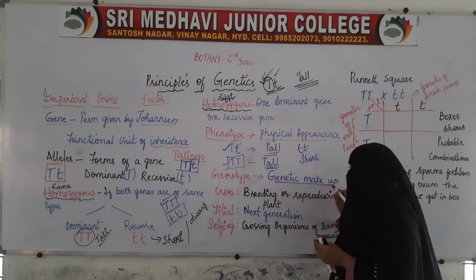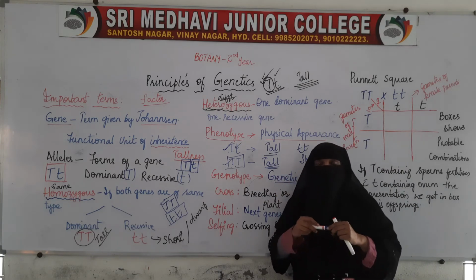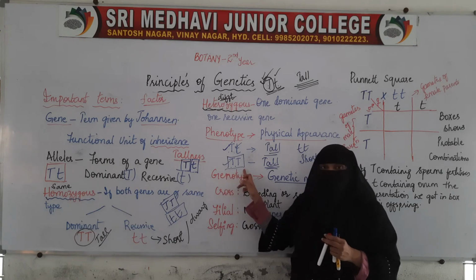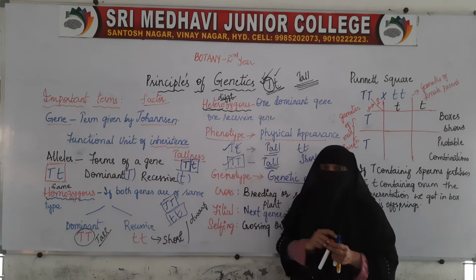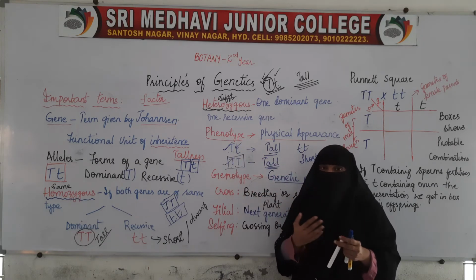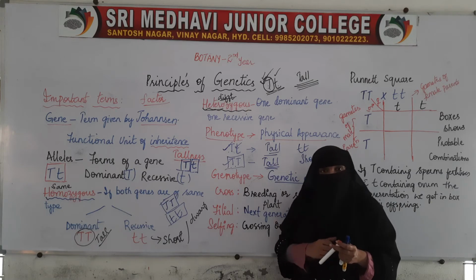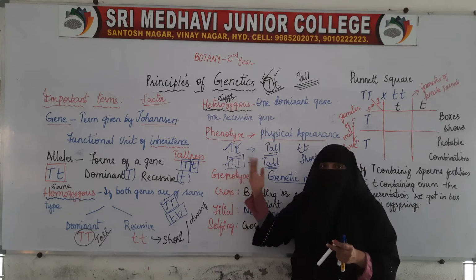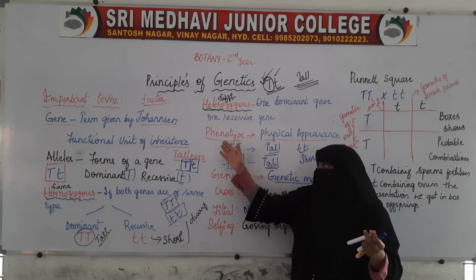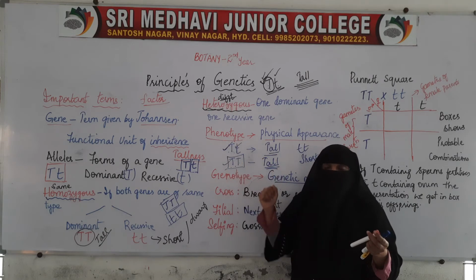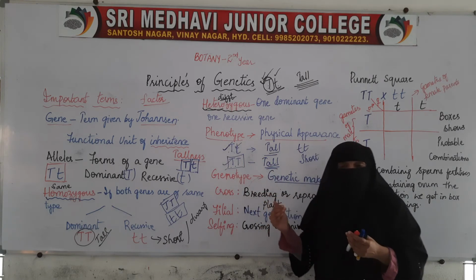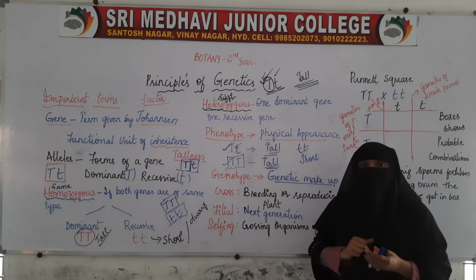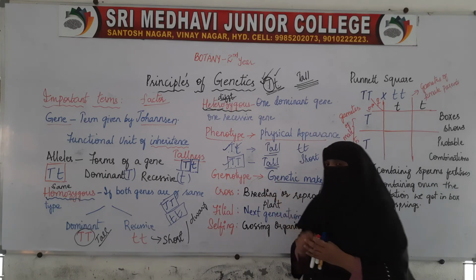Genotype means genetic makeup, what type of genes it has, whether both the genes are the same or whether both the genes are different. That shows the genotype, which we cannot see from outside. From outside what we see is the phenotype, the physical appearance of the plant. And the genetic makeup which gives that appearance to the plant is the genotype.